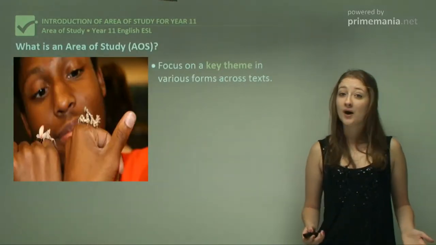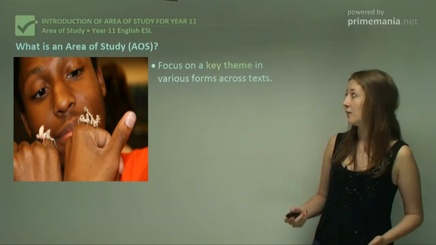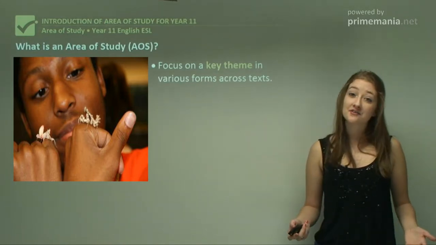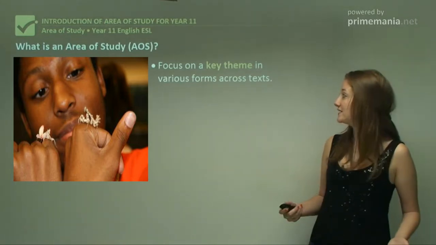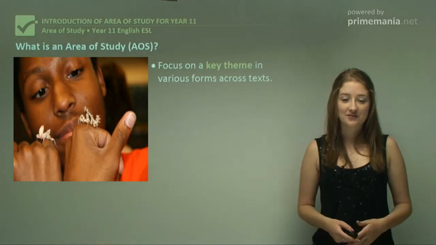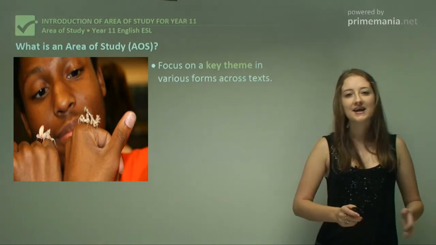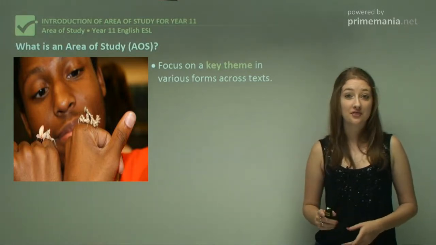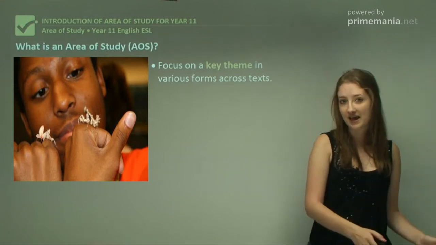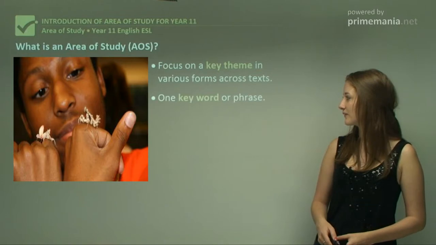So, what is an area of study? And as we often call it, an AOS. An area of study is a focus on a key theme in various forms across texts. So instead of just studying one text and looking at the themes in that, instead what you're doing is taking one theme and then looking how that same theme is seen in a number of different texts.